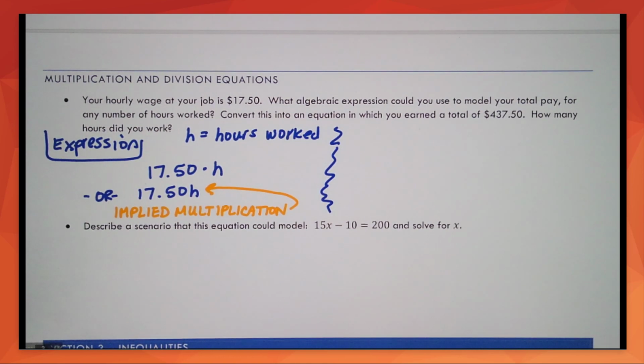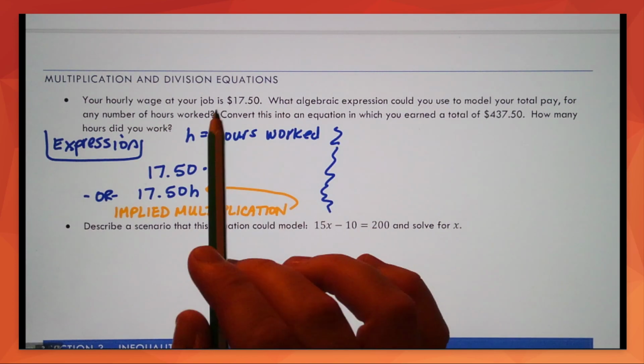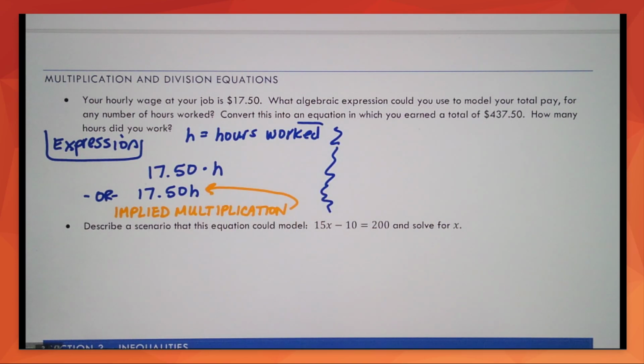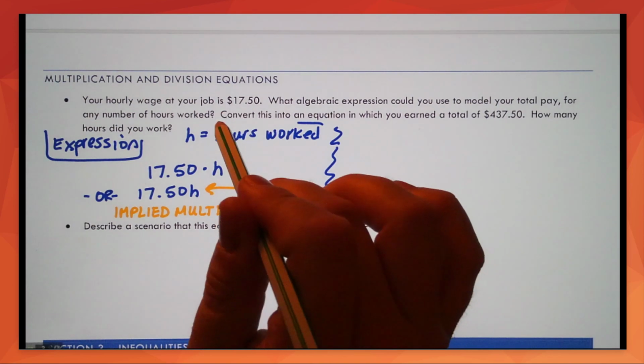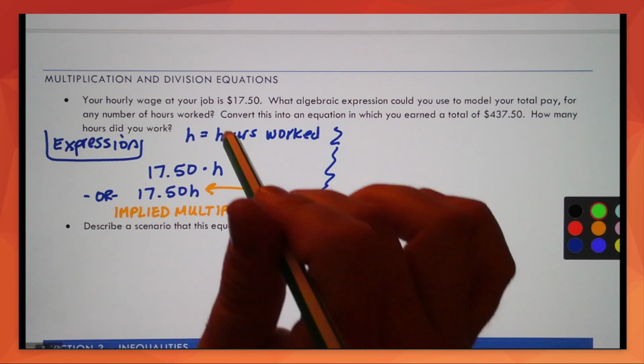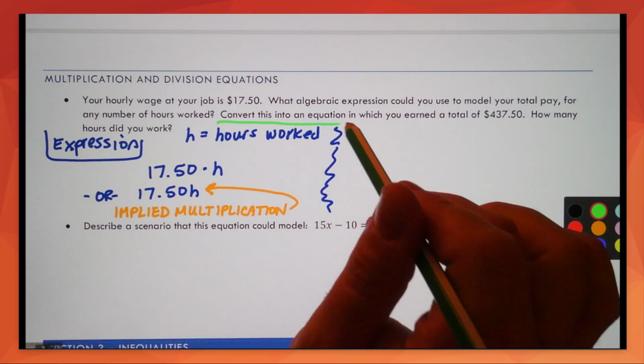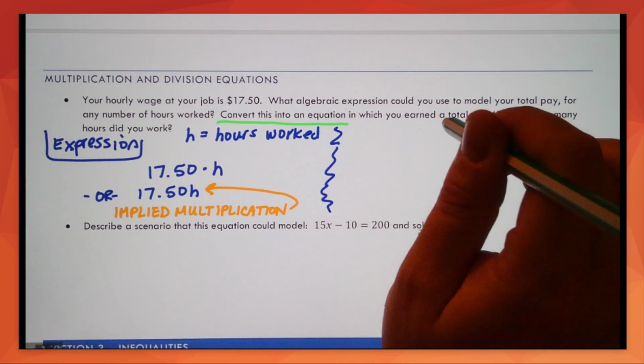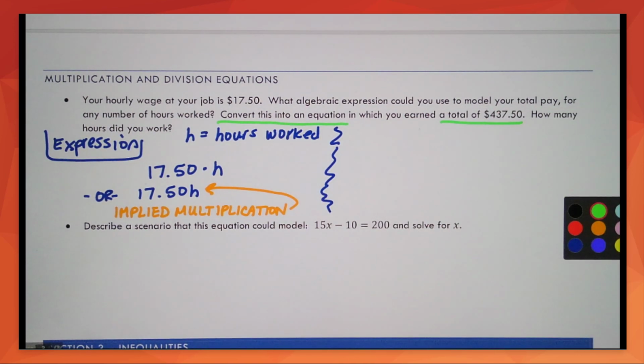Okay, so if that's our expression, now we need to convert this into an equation. We'll do this in green. Hold on. I picked the wrong tool. One second. We're going to change to green. Good. Okay. We're going to convert this to an equation in which you earned a total of 437.50.